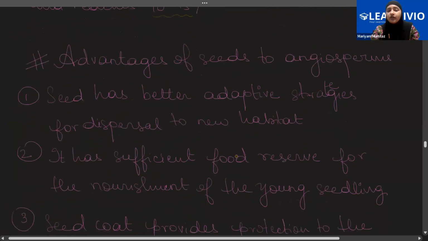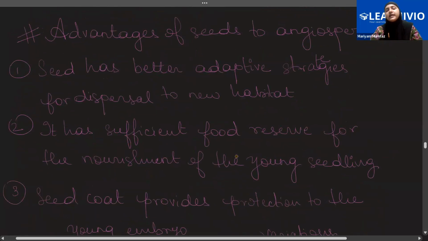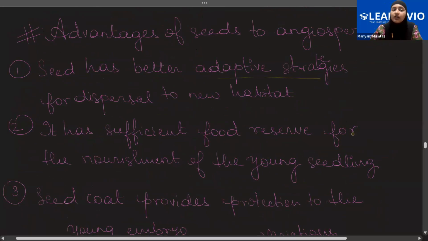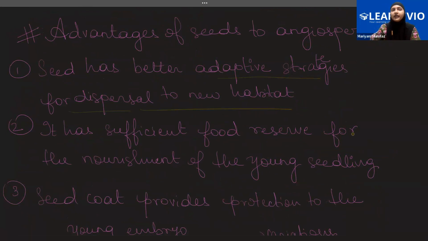Now, advantages of seed to angiosperm. Seed is the result of sexual reproduction, and it is very important. Seed has better adaptive strategies for dispersal to new habitat. Even if we are eating any fruit and we throw away the seed in the garden or on the ground, later on some way it will give rise to a new plant. So it has that ability to do so.